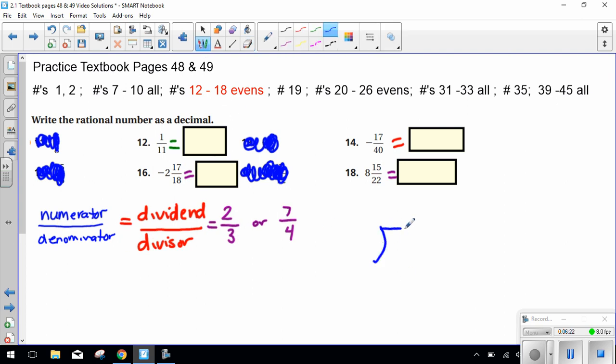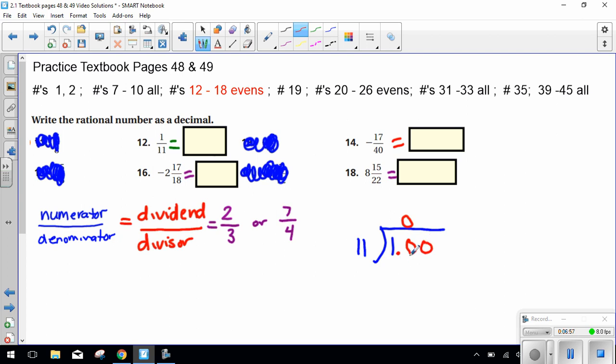So I will make my division house. The first number, the top number called numerator or dividend, goes on top. The bottom number, denominator or divisor, stays outside. Okay, at this point, I ask myself how many 11s are in 1. There aren't any, so I will add 2 things, a decimal and a 0. Now, how many 11s are in 10? That's 0. So I have to add another 0.